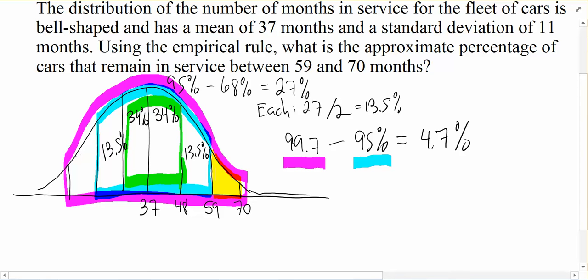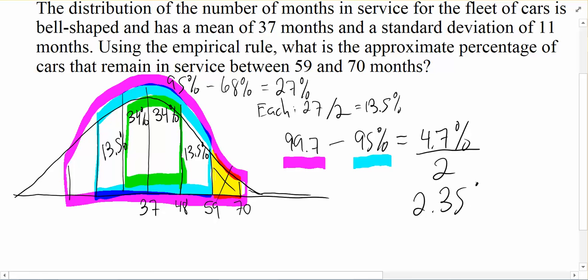But that's going to be this one I put an X in, and this one that I put an X in. So if I want to find out what just the yellow one is, I need to divide that by 2 to get 2.35%. That's going to actually answer the question of what's in the yellow, because we're going to get 2.35% there and 2.35% there. That's going to be the answer to the question, because that's what we had shaded in yellow.